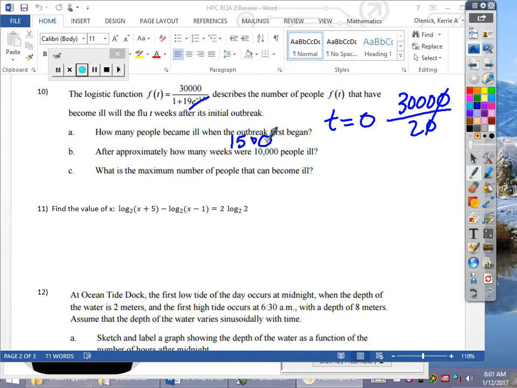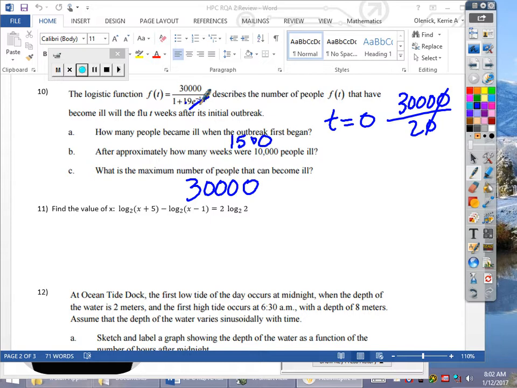What's the maximum number of people that got ill? 30,000. It's your numerator, right? Because the bigger and bigger that this number gets, this is going to get closer and closer to 0. 19 times 0, okay? 1 plus 0 is 1. That's why it's always going to be the numerator.